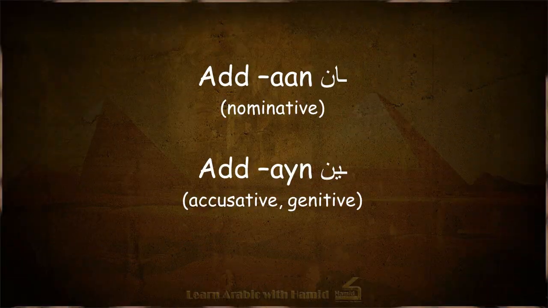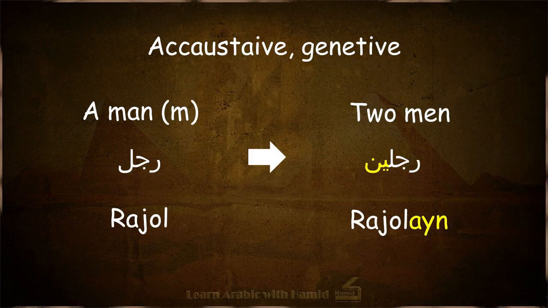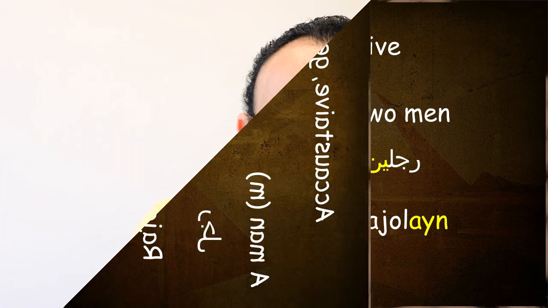Instead of adding alif and noon, we add ya and noon, so it becomes ain. So rajulain. So from rajul, it's rajulan in the nominative case, and it's rajulain in the accusative and genitive cases.